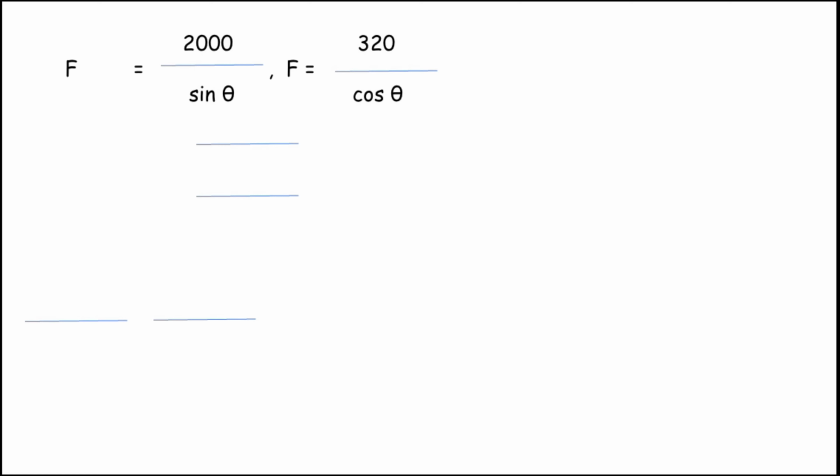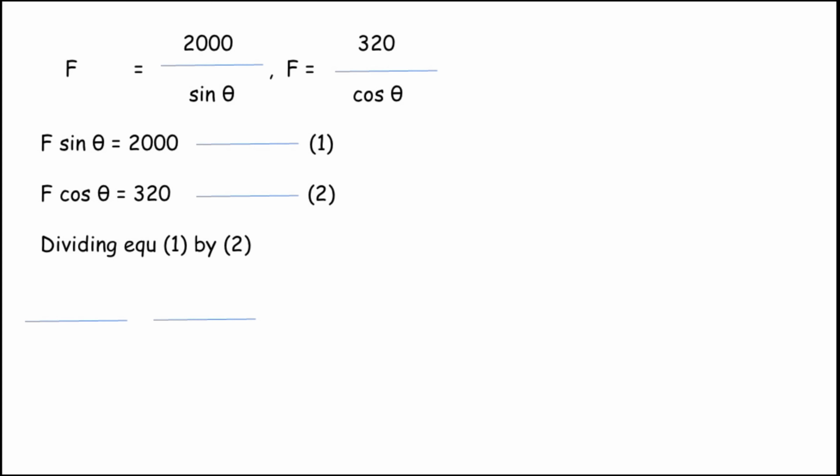Now I am going to transfer the sine theta from the right to the left. It becomes F sine theta, and doing the same on the other side, I am going to transfer the cos from right to left. It becomes F cos theta. So F sine theta equal to 2000, I take it as equation 1, and F cos theta equal to 320, I take it as equation 2.